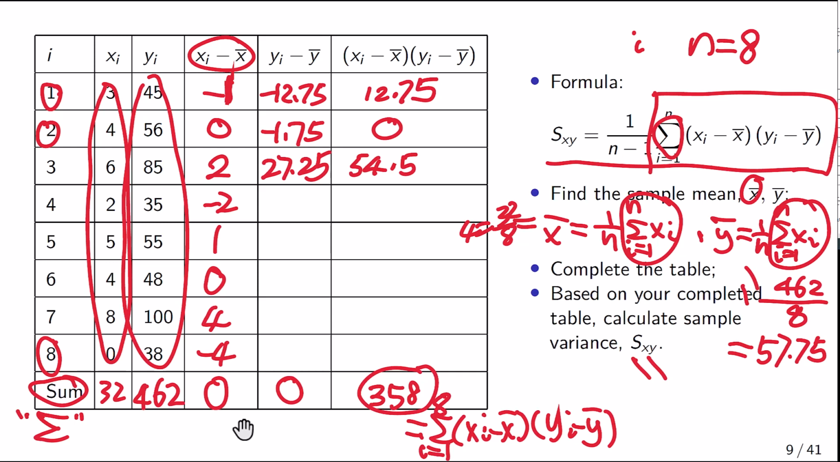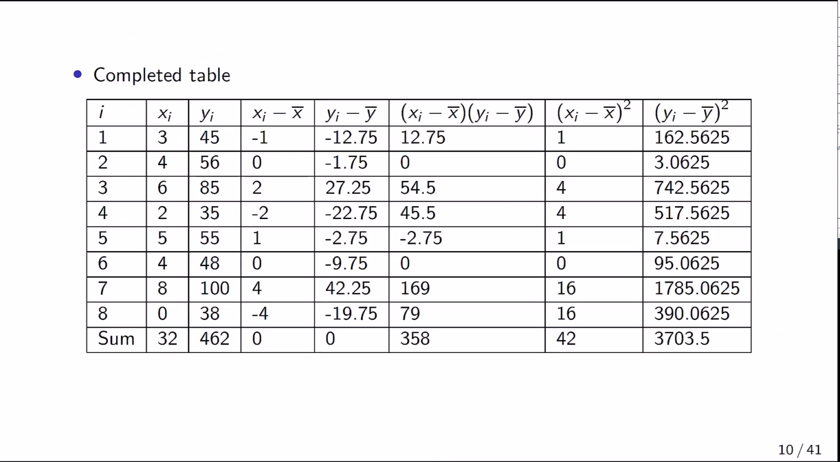And then don't forget that the front term is 1 over n minus 1, which is 1 over 8 minus 1, and then 358. Okay, that's what we got for sample covariance. This is about 51.143. Okay, that's how we got this sample covariance between education and income. Please practice after class with the help of the calculator. Make sure you understand how to use this formula. This is kind of the key to complete the table, okay?